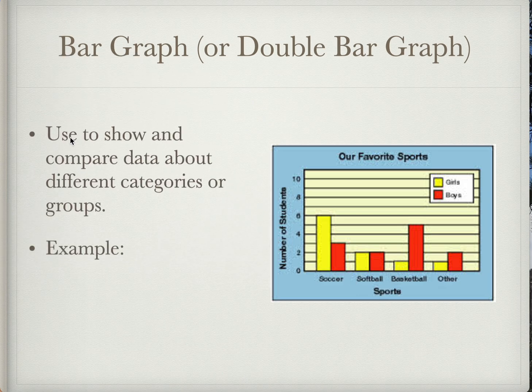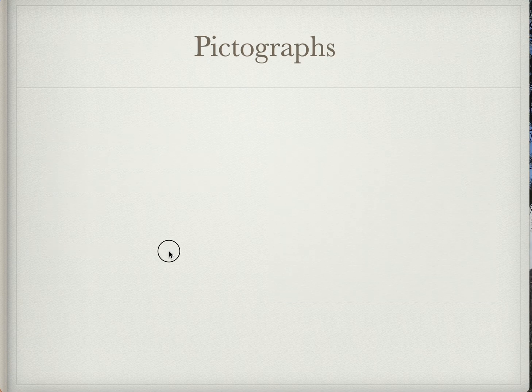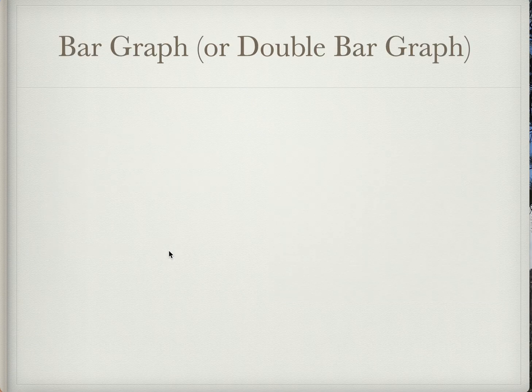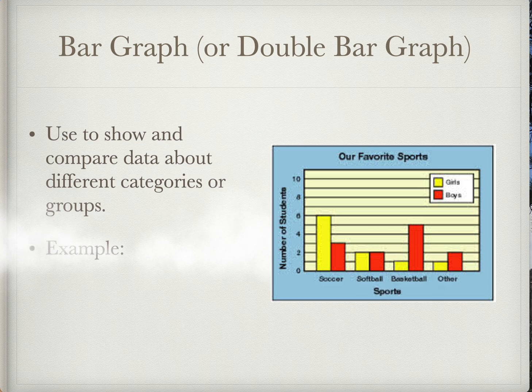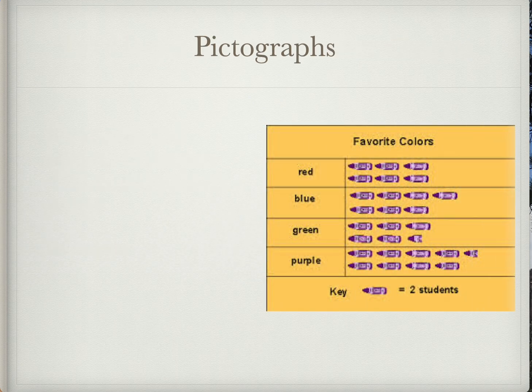Why would we do this? We use this to show and compare data about different categories or groups. So each category or group is distinct and different than each other. An example would be favorite sports, like we did. It could be anything that's categories.